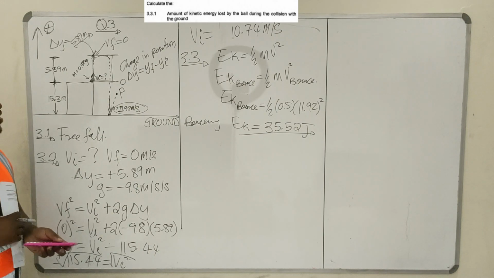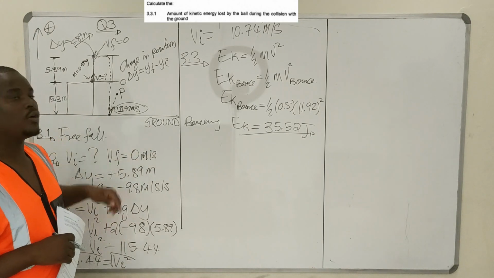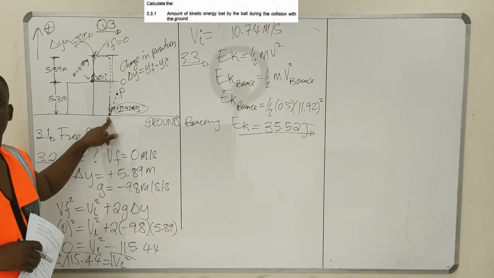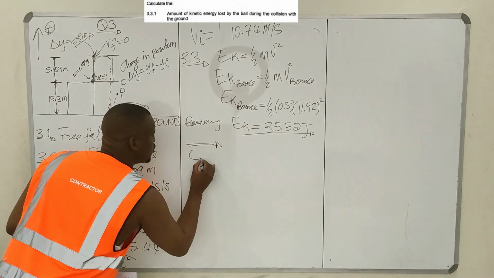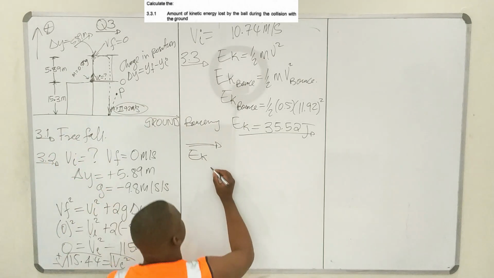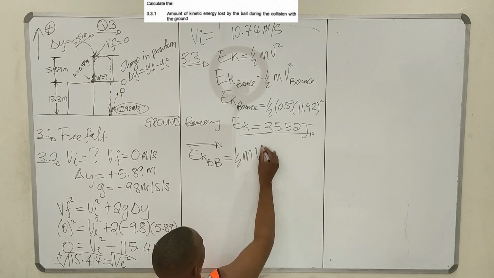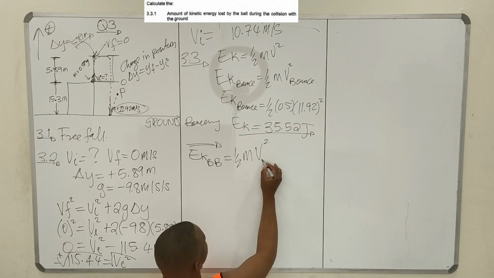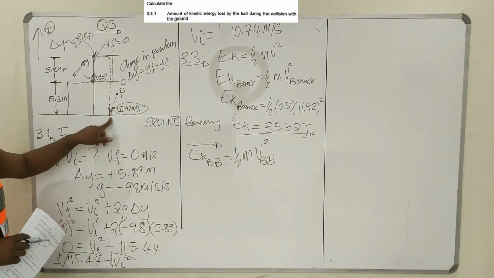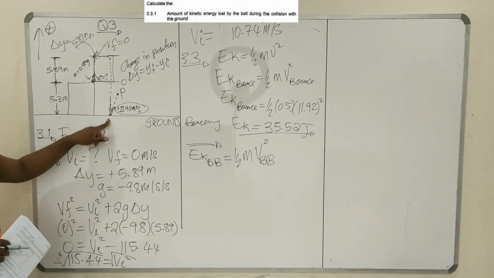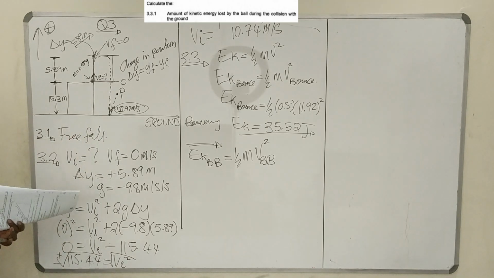Then now the question becomes, what was the kinetic energy of the ball on arrival, before the bounce? So EK before your bounce is equal to what? Half mv squared. What velocity is this? It is the velocity immediately before the ball bounced, before it hit the ground. So we need to find that velocity because we don't have it. So how do we do this?